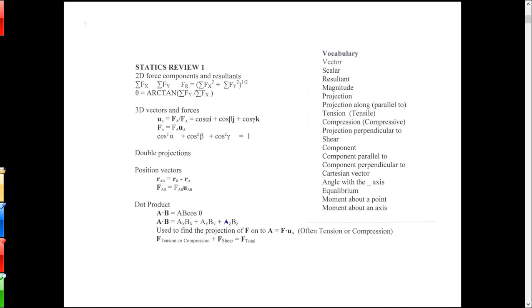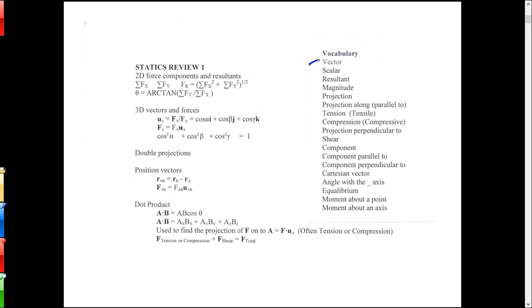We had one problem. If I had to guess, I'd guess it was problem 143, but I couldn't swear to it. I think that's what it was, with those double projections. Then we did position vectors. Okay. Remember, RAB is RB minus RA. Remember to switch the order. Then we did dot products to find projections.